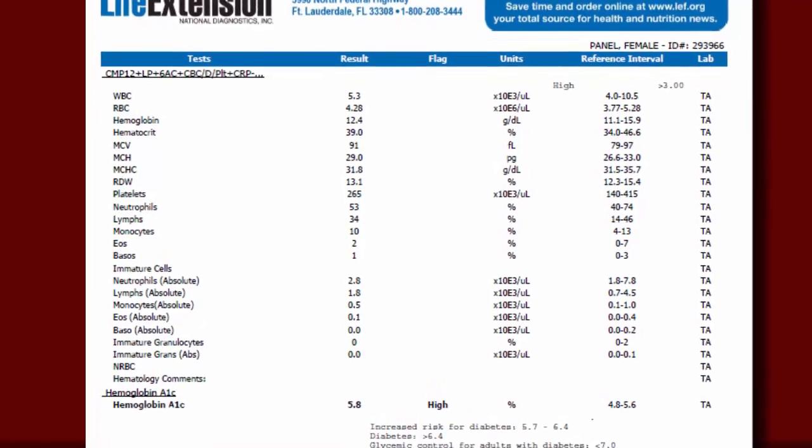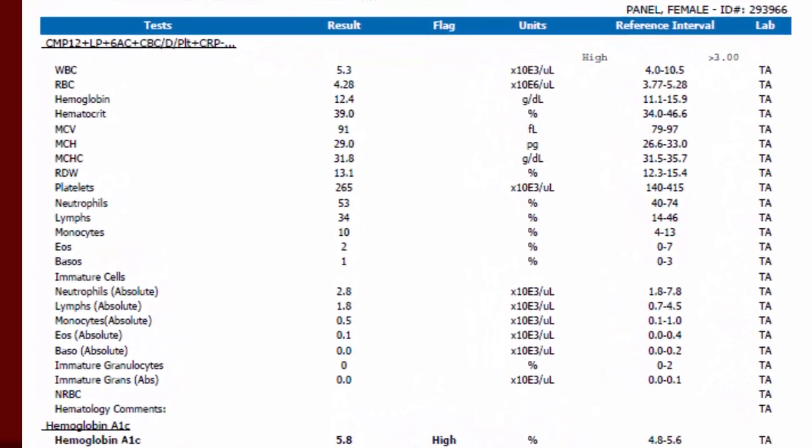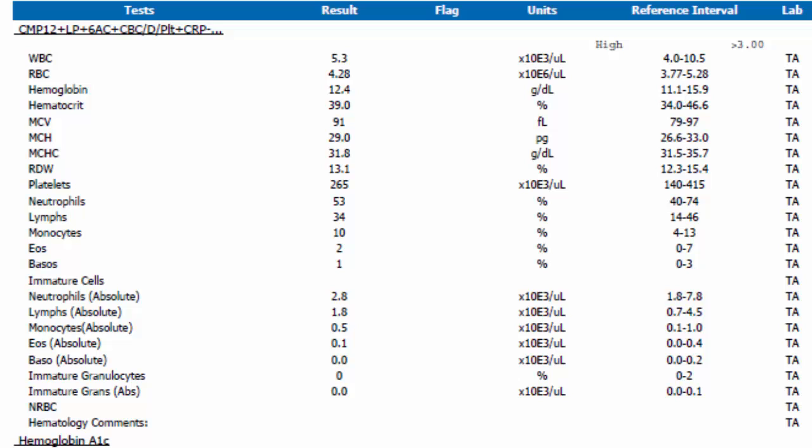CBC stands for complete blood count, and differential means a differential count of all the white blood cells. Let's look at page 3 of the report to see the results of those tests. So I'm just going to run through these fairly quickly. You can read along with me.